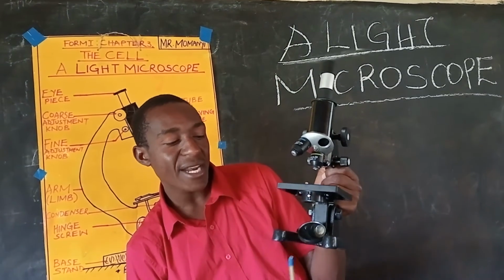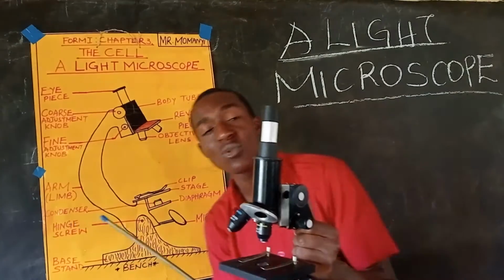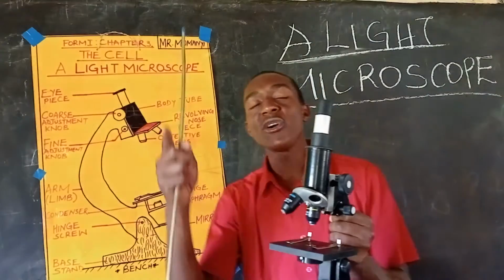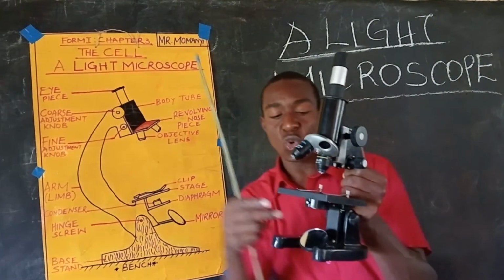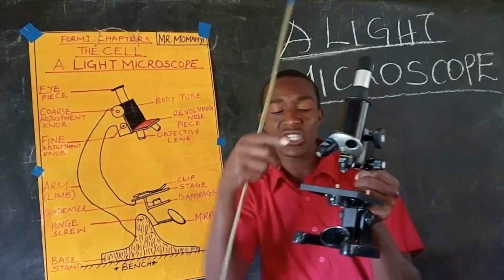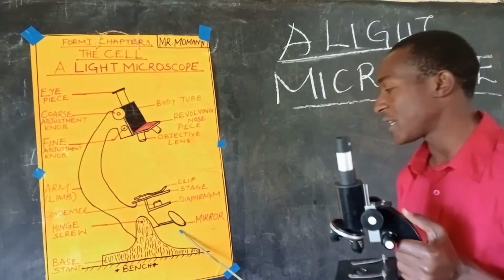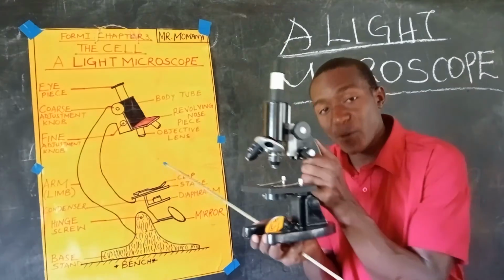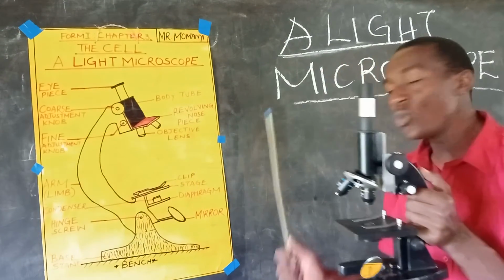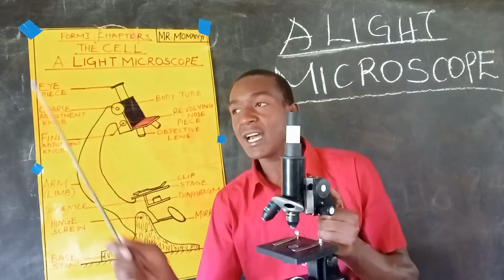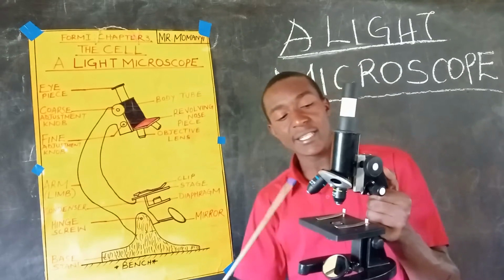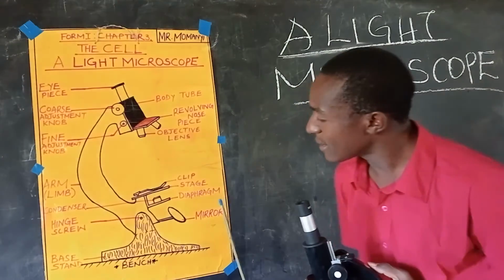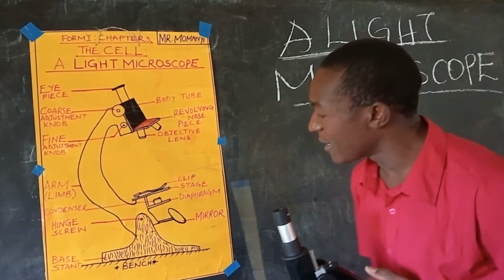Then of course the other one is the mirror. You can see the mirror. This one is a light microscope. So the light we use here is going to be reflected from the environment through the condenser to the stage by the mirror. The mirror is here, and it must always face the right position of light. So the mirror is used in reflection of light, the light that is used in illuminating the specimen. And I think those are basically the parts of a light microscope.